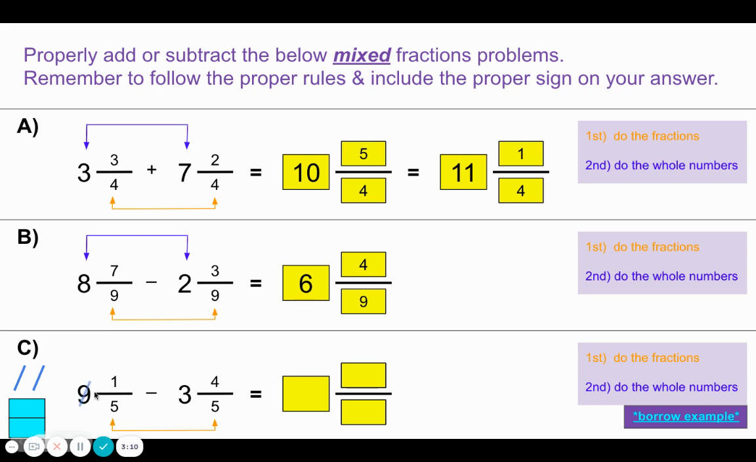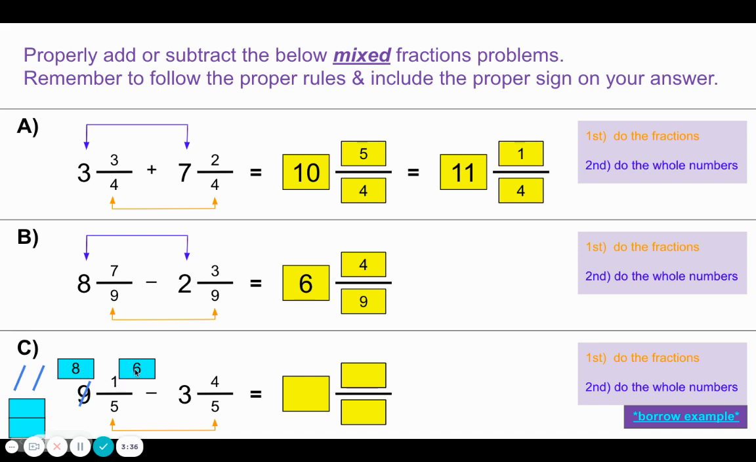So this guy right here, all right, these are just going to be like click and drag situations. So I would click on that and drag it over. And that 9 now is going to become an 8. And I'm borrowing 5, not 10. I'm borrowing 5, whatever the denominator is, and I'm adding it to the top. So I'm bringing that 5 over from the whole number and adding it to the top. So now this is 6 over 5.